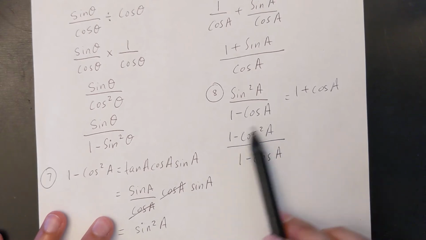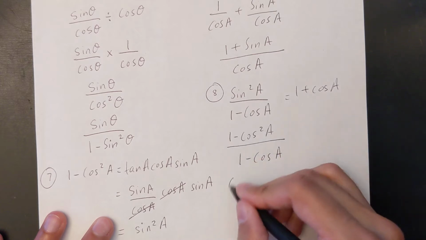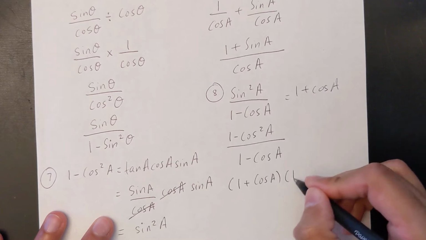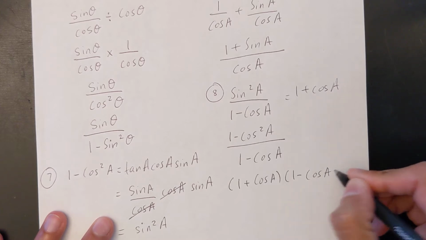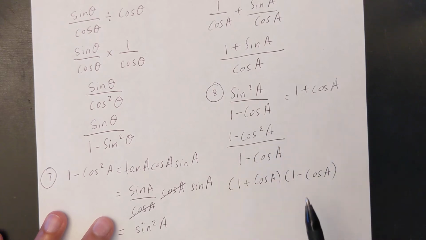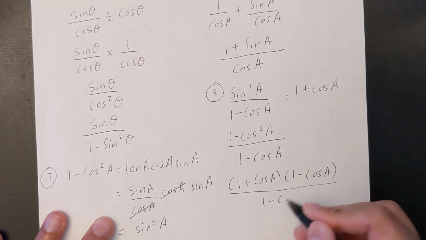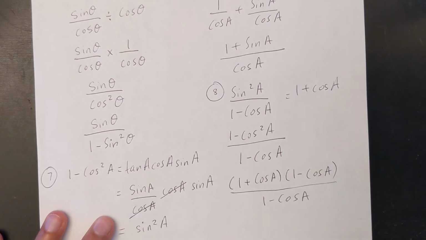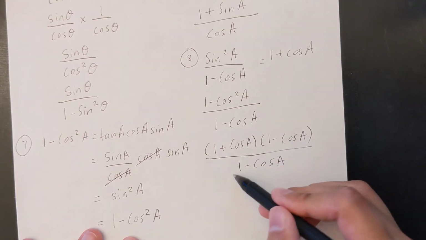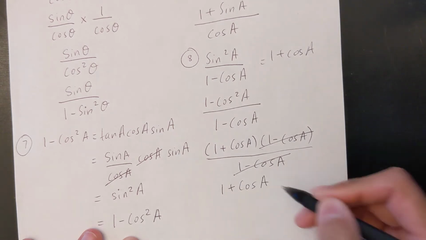Now here's the first question where we have to factor. If I factor this by difference of squares, gotta know your factoring methods. That's 1 plus cos A and 1 minus cos A. If you don't know how to do that, go back and learn difference of squares and then come back to this question. But you have to know your factoring really well to be able to do the harder questions. Now I can just cancel these because they're exactly the same. I'm left with the other side, which is 1 plus cos A.